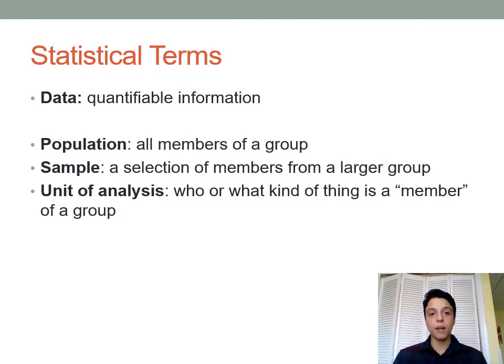So it's whatever your population or sample is made up of. And I find it helpful to think about it this way. If you can't figure out what the unit of analysis is, just say, I'm looking at a sample of blank. And whatever you would fill in that blank with is going to be your unit of analysis. So I'm looking at a sample of college students. My unit of analysis is going to be a college student.